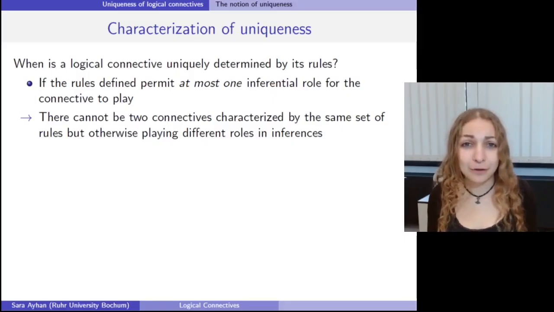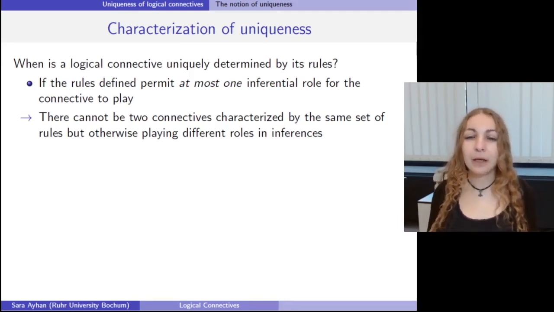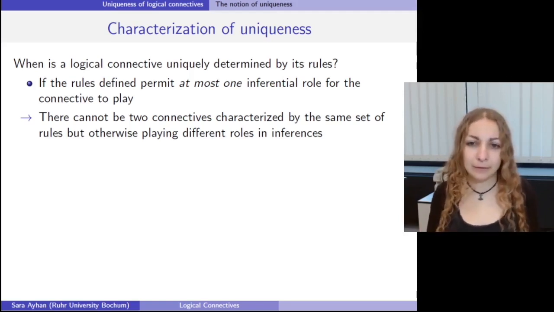There are numerous approaches. But right now I'd like to draw attention to another issue at hand, which comes up in a response to Pryor's paper, namely by Belnap in 1962. And there it rather appears as a side note, but it's the question of uniqueness of connectives. Okay, so what is uniqueness about? This is the question whether a connective is characterized by the rules governing its use in a way that there's at most one connective playing this specific inferential role.